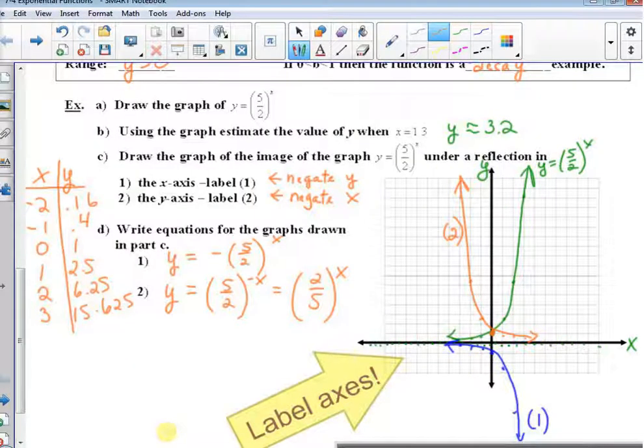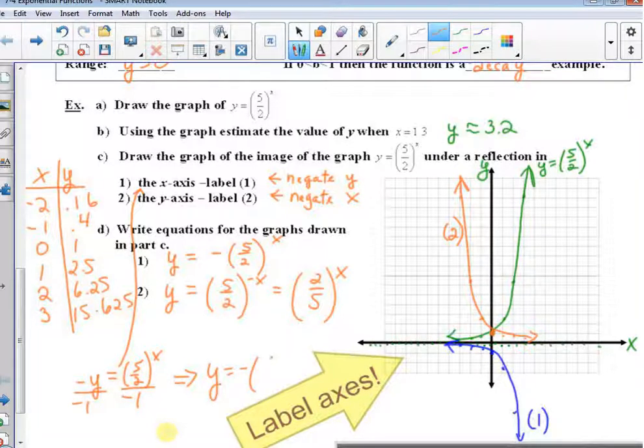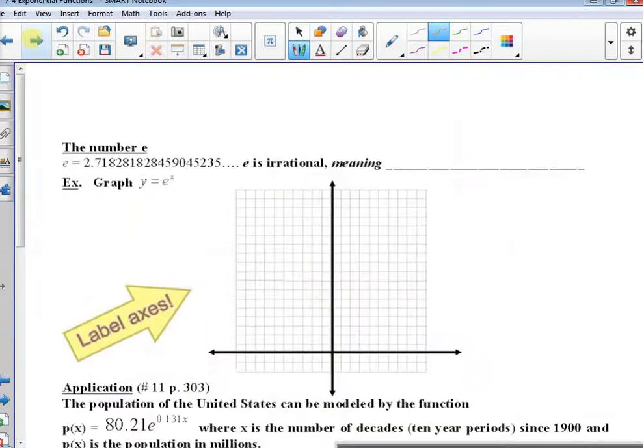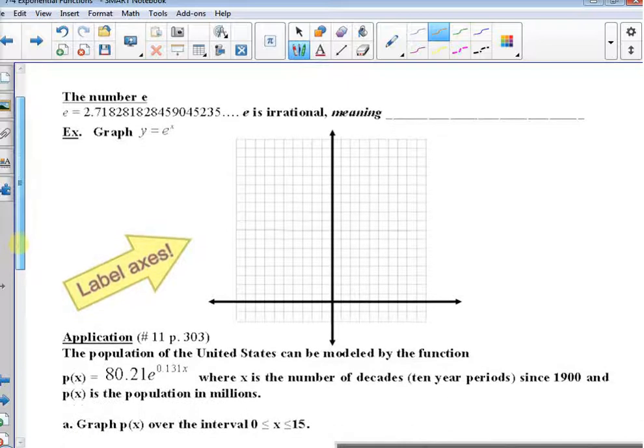So remember to negate the y. And so on this first one, again, when I negate the y, I really had negative y equals 5/2 to the x. But then I want to divide both sides by -1, which brings me to y equals negative 5/2 to the x. All right, next page. Now, we're going to learn more about this thing called the number e.